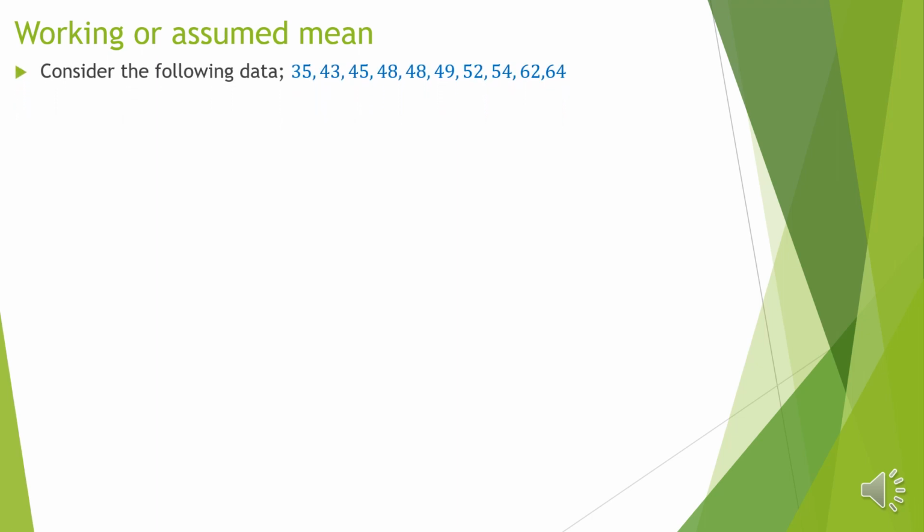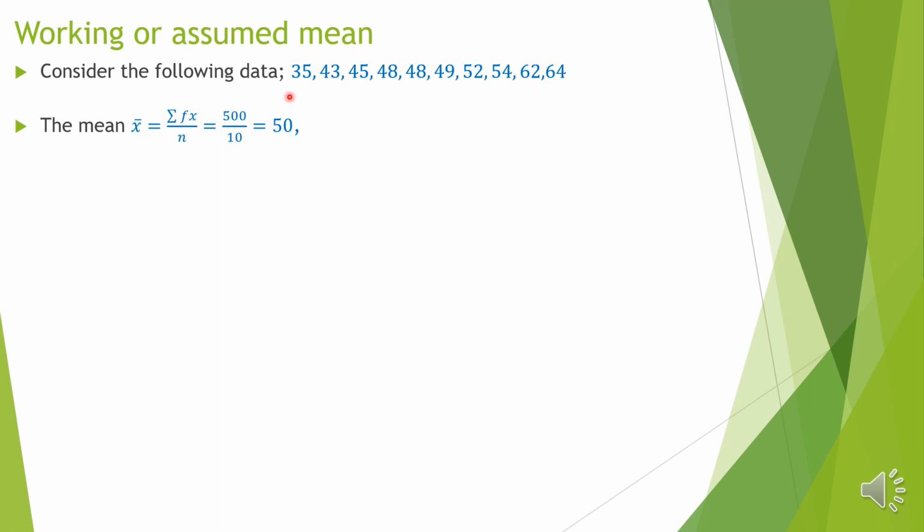I just want us to start by considering this given set of data, that is 35, 43, 45, 48, 48, 49, 52, 54, 62, and 64. Now, from this data, it's clear that we can actually get the mean by summing all of these numbers and then dividing by the total number.